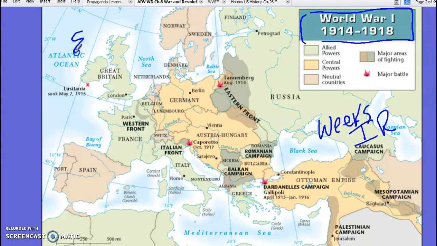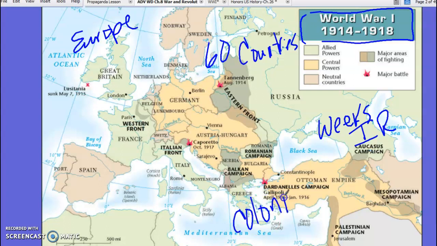Next thing I need you to note is that World War I was primarily fought in Europe. However, by the time World War I is done, some 6 countries will have participated in one way or another. All those colonies that had been taken by the Europeans will send soldiers and arms and money and things like that.